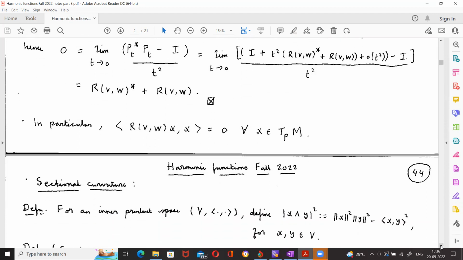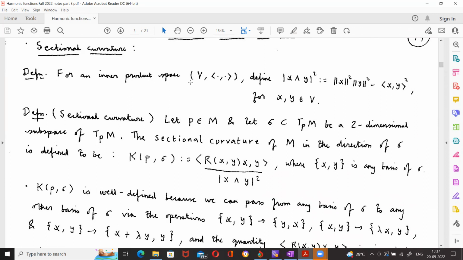So now we can define the following. First, for an inner product space V, and two vectors x, y in V, define the norm squared of x wedge y to be norm x squared times norm y squared minus inner product of x, y squared. Actually, if I look at the second wedge power of V, wedge 2 of V, then this is the induced norm squared on the wedge product of V with itself, induced by the inner product on V. Any inner product on V will induce inner products on tensor powers of V and on wedge powers of V. So this is actually the norm squared on the wedge product. Is this okay?